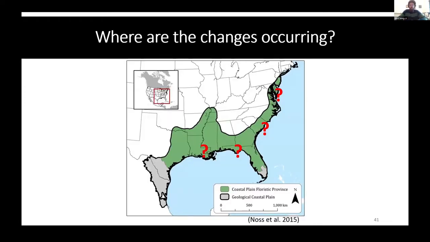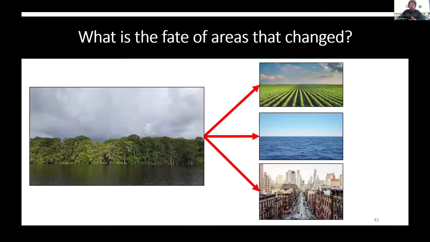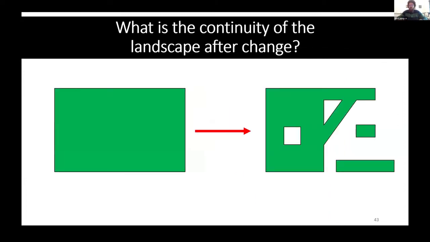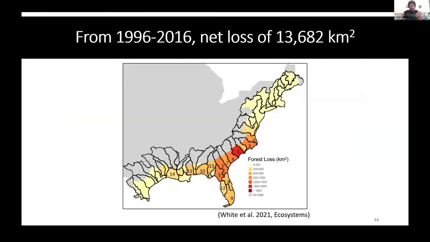So as I said, the main questions that we have are where are the changes occurring? What's the fate of areas that have changed? So if you transition from this wetland type, what are you actually transitioning into? And then what's the continuity of the landscape after change? And so the big high level takeaway is that between 1996 and 2016, there's a net loss of over 13,000 square kilometers of coastal forested wetland, much of that being focused in the southeastern Atlantic and also along the Gulf Coast.